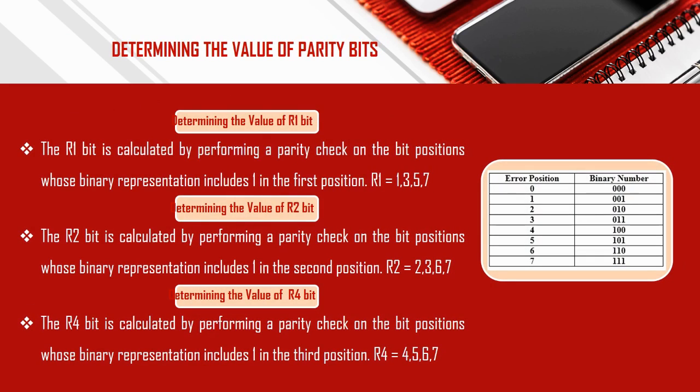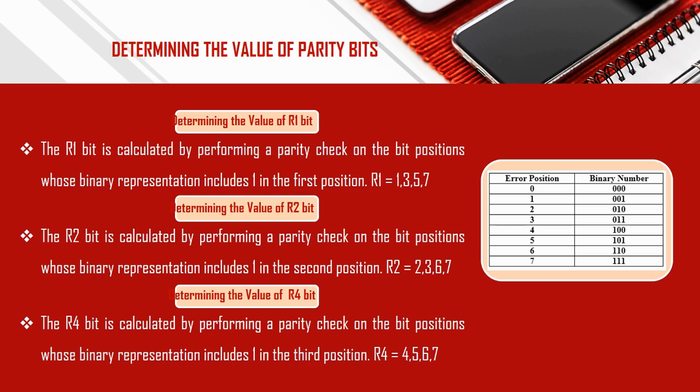Then we move to the value of parity bits. How can we determine the value of parity bits? Determine the value of the R1 bit. The R1 bit is calculated by performing a parity check on the bit positions whose binary representation includes 1 in the first position. When we look into the table at the right side, we can see the error positions from 0 to 7 and the corresponding binary numbers from 0 to 7. So when we determine the value of the R1 bit, we have to check the bit positions whose binary representation includes 1 in the first position. When we look into the table, we can see 1, 3, 5 and 7.